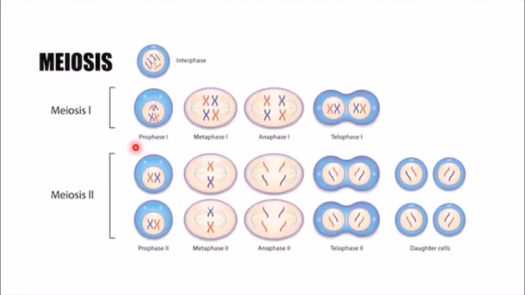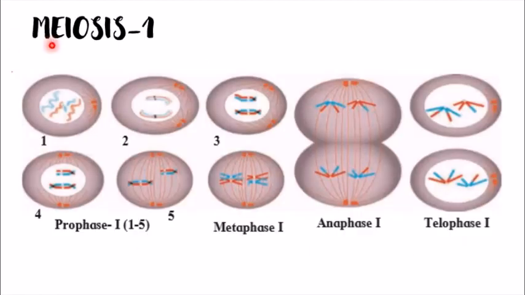Now meiosis 1 has prophase 1, metaphase 1, anaphase 1 and telophase 1. Then meiosis 2 has prophase 2, metaphase 2, anaphase 2, telophase 2, and lastly our daughter cells are produced. Let us first start with meiosis 1. Meiosis 1 first has prophase, which includes 5 phases. Then we have metaphase 1, anaphase 1 and telophase 1. So first let us study the 5 phases of prophase.